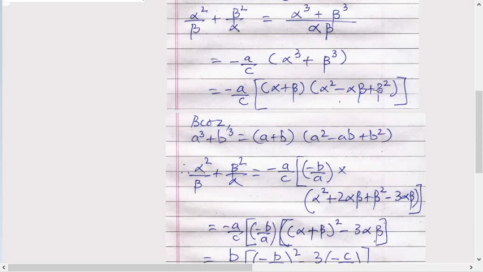Alpha plus beta the whole square. How? Okay, let's see. See this. What we do is minus a upon c into this alpha plus beta. Now alpha plus beta is what? Minus b upon a. Keep it as it is.